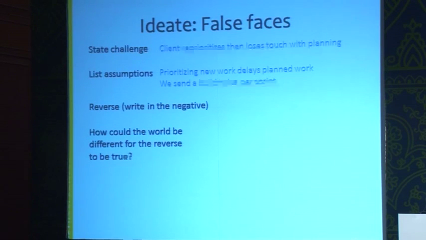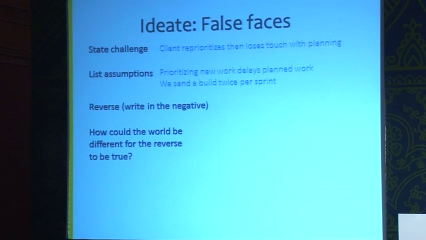I'm giving you these two. Prioritizing new work delays planned work. We assume that when we prioritize new work, the planned work gets pushed down the pipe. We also assume that we send a build twice per sprint. This team is working on a desktop application, so it's not a web application, for a client who would then distribute it.